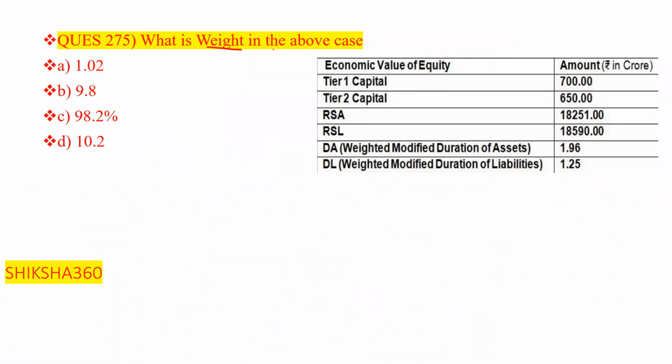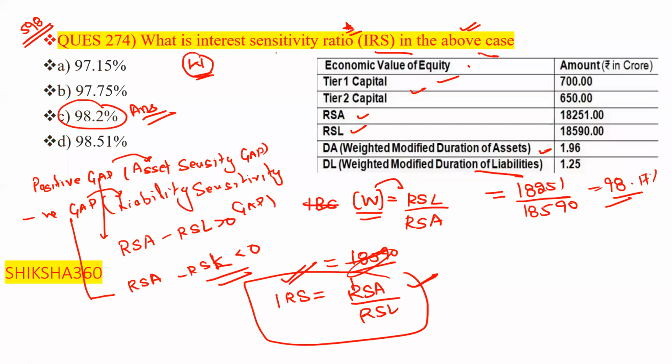What is the weight in the above case? Here they have given the interest sensitivity ratio. Please remember, when they are asking the interest rate sensitivity ratio, the formula is RSA upon RSL. And when they are asking the weight, that is RSL upon RSA. Please remember both these things. In the examination, you will get both these types of questions.